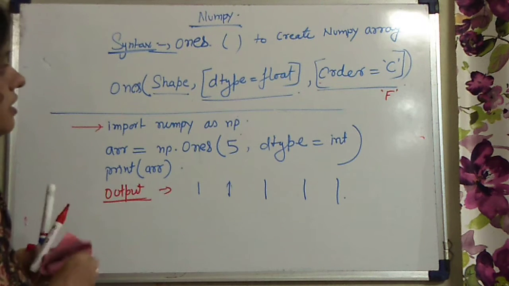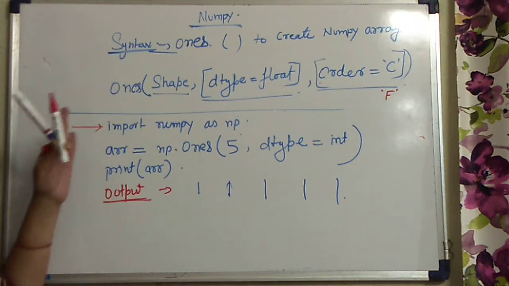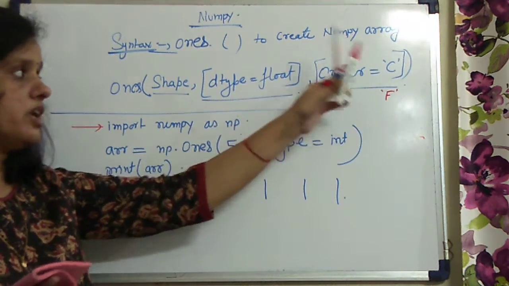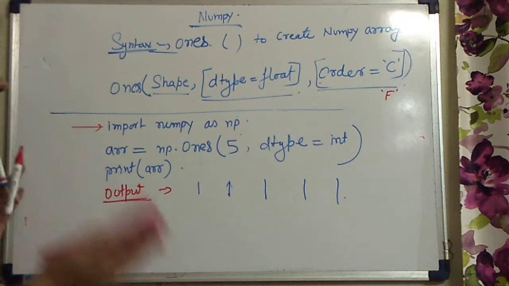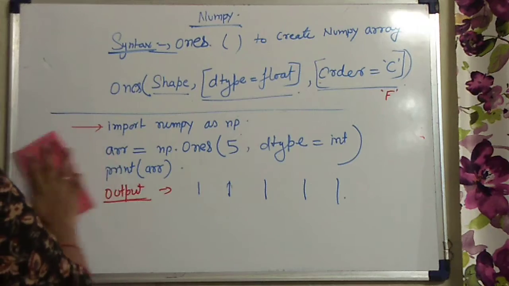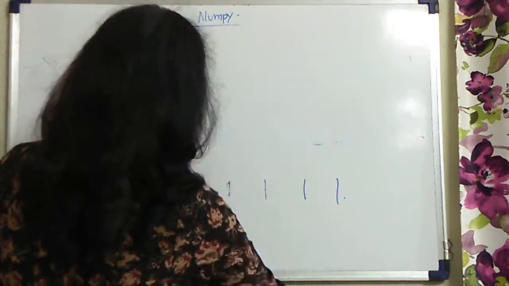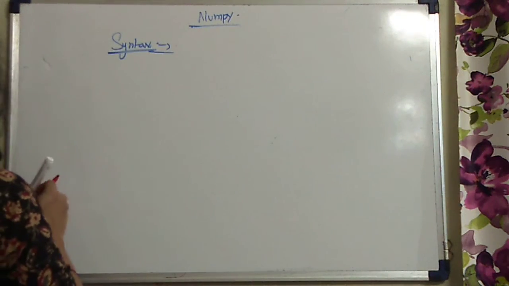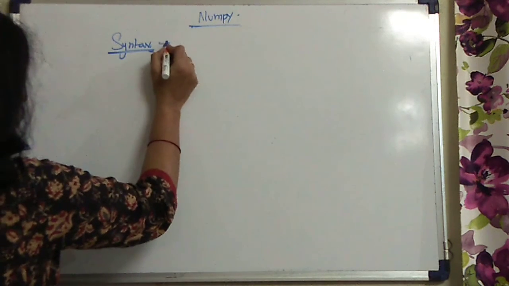Now, when I tell you about the multidimensional array, I will explain what the purpose of writing C or F is, and what the purpose of order is. First of all, you see how you can create the NumPy array using the different functions. Now let us see another function, that is empty.